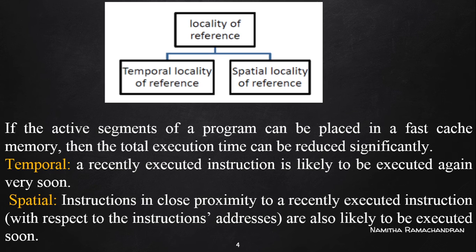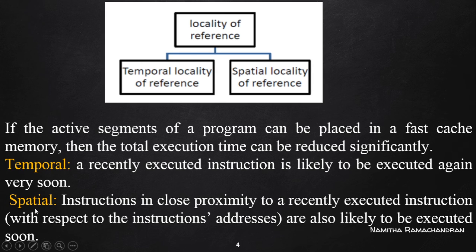How can we identify an active segment of a program code? Based on the temporal and spatial references. What is this temporal reference? Temporal reference means if an instruction is executed now, the chance to execute that instruction again in a recent time instant is very high.